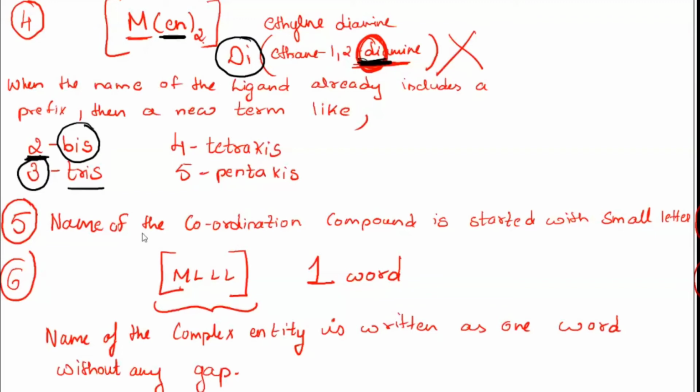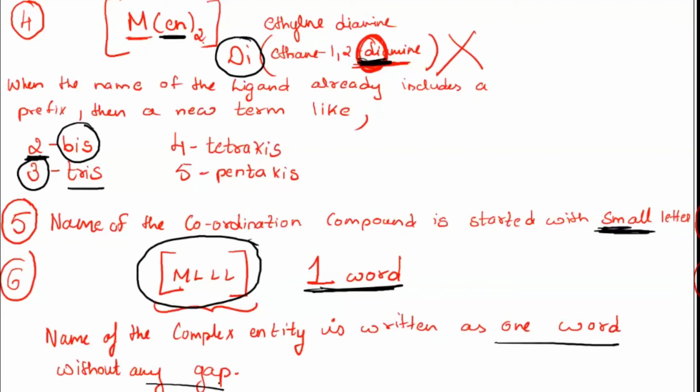Then the next one: when you are naming the coordination compound, what should be your starting letter? Your starting letter should be a small letter. We are not using any capital letter here. You will start with a small letter and you will write that whole coordination entity as one single word. That full coordination sphere, that whole name should be written as one single word without any gap. Okay, clear about the rules?